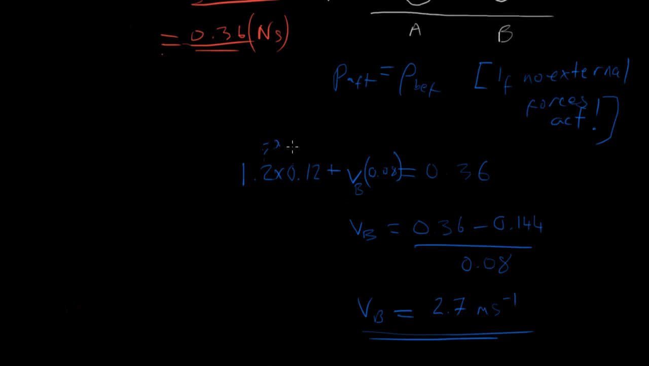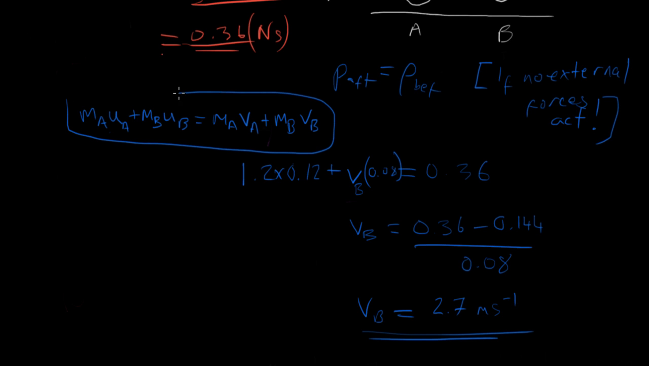So the equation we've used here, just for the record, is mass of A times the initial velocity of A, plus mass of B times the initial velocity of B, is equal to mass of A times the final velocity, which is VA, plus mass of B times the final velocity of B. That's what we really use here. It's the same thing as that, and it's the same thing as that.